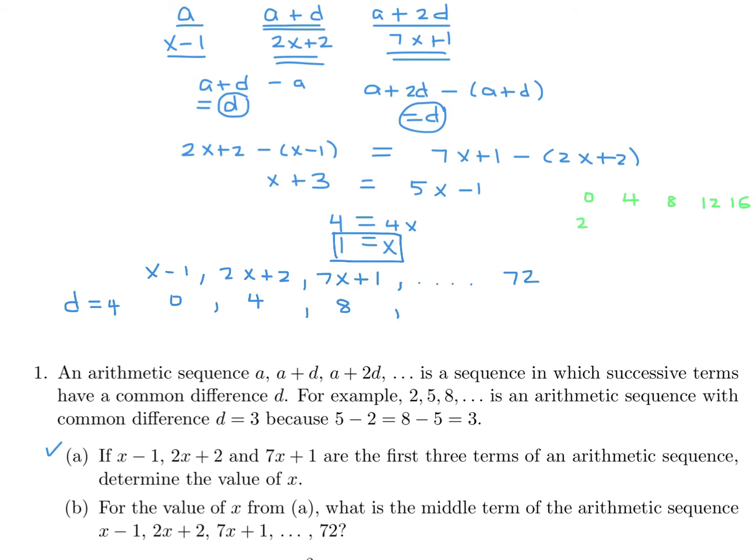20, 24, 28, 32, 36, 40, 44, 48, 52, 56, 60, 64, 68, 72. Right, because it goes all the way to 72. They want me to find the middle term. So first of all, how many are there? There's 5, 10, 15, 19 terms. The middle term will be the 10th term, right? So it'll be this one right here, because there's 9 before it and 9 after. Okay, so the middle term is 36.